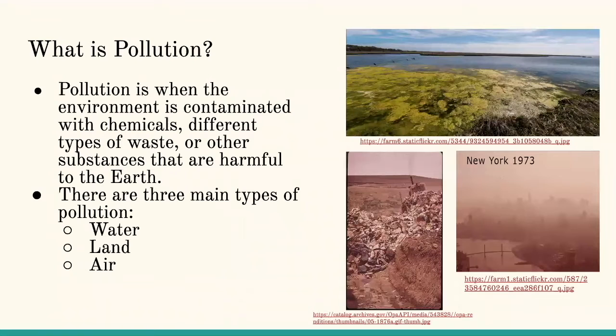Pollution is when the environment is contaminated with chemicals, different types of waste, or other substances that are harmful to the earth. There are 3 main types of pollution: water, up top, land, shown in the picture to the left, and air, to the right.